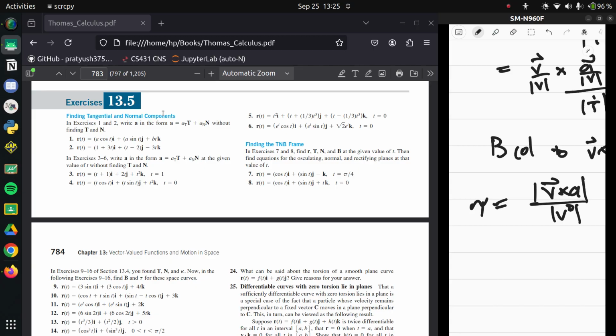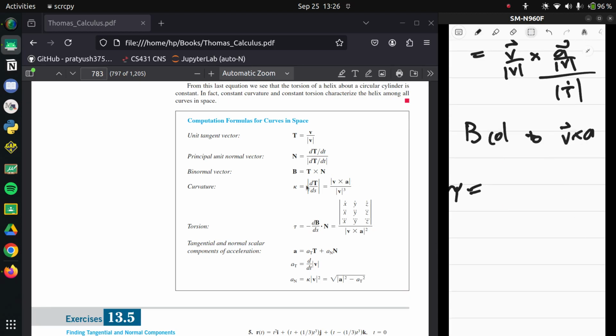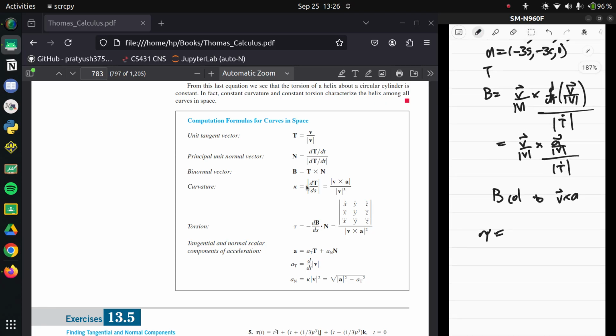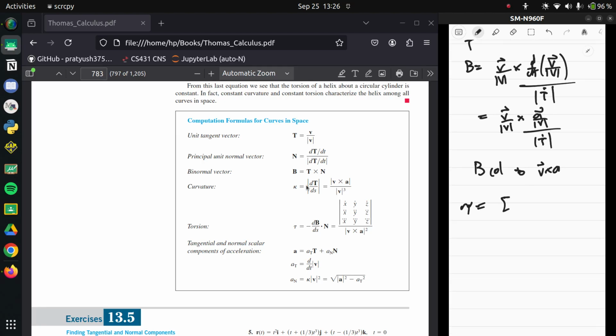Yes. It's V cross A upon V squared, right? That's the formula. It's not, that was kappa. Sorry. This is kind of weird. It's T cross N. Sure. So that would just be R dot, R double dot, R triple dot on magnitude of V cross A squared. So you would need this anyway for everything.